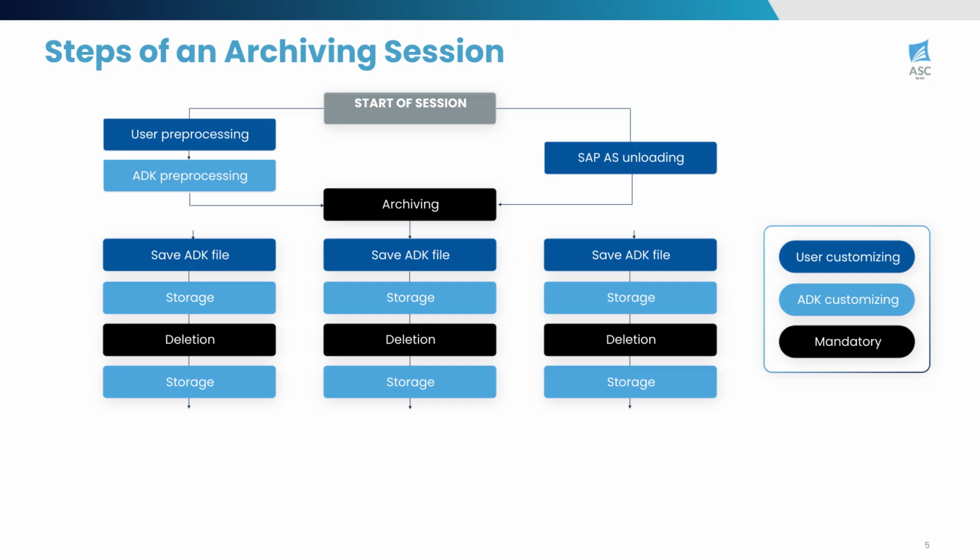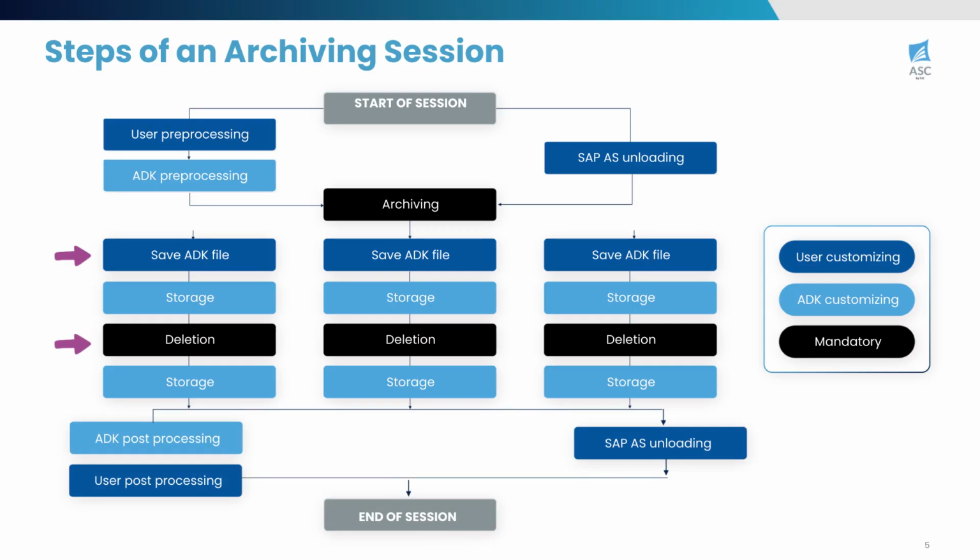The storage process can be executed either before or after the deletion job, depending on the configured workflow. If Archive Link is not used, the archive files typically need to be backed up manually on a designated storage area. This corresponds to the step Save ADK file, and a deletion job that deletes the archive file from the database. In some cases, archiving post-processing jobs are required and may be supplemented by customer-specific post-processing programs.